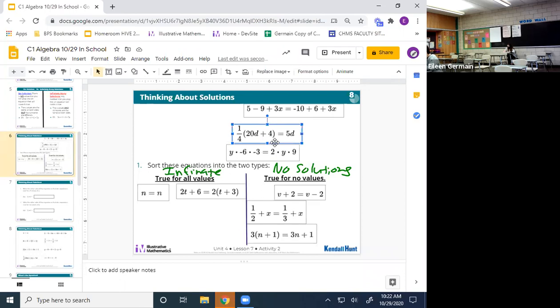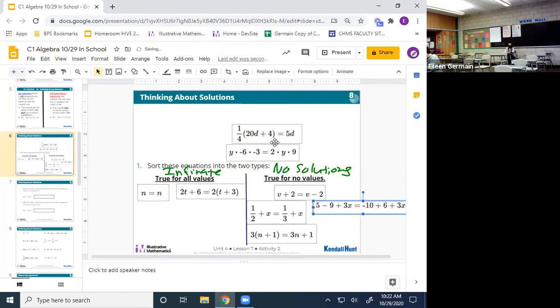Okay, I had 5 minus 9 plus 3x equals negative 10x plus 6 plus 3, and true for no values. True for no values. Let's test it out. Okay, so let's combine our terms here. So we have a 5 and a negative 9. And what does that combine to? Negative 4.